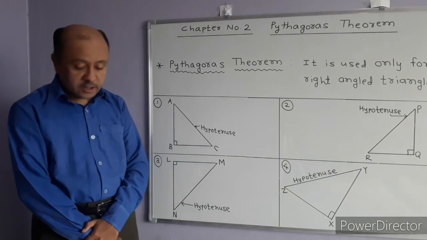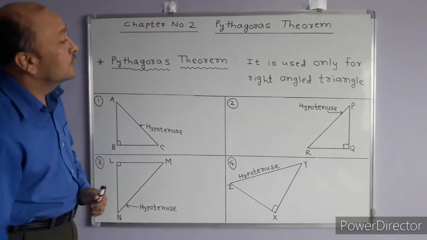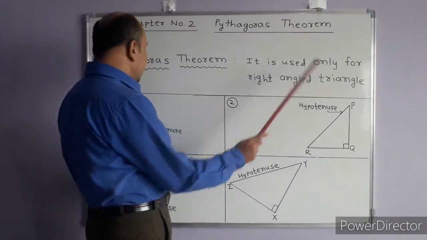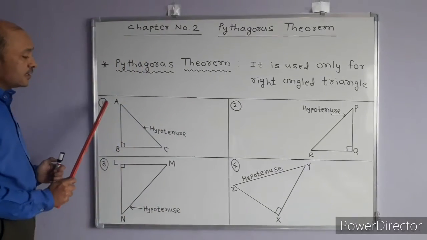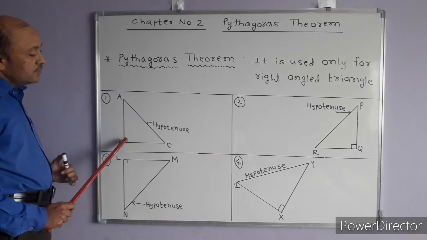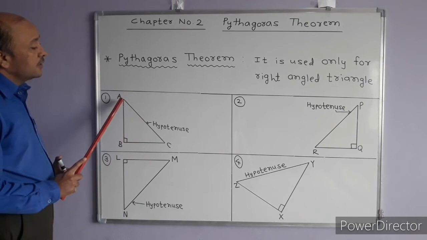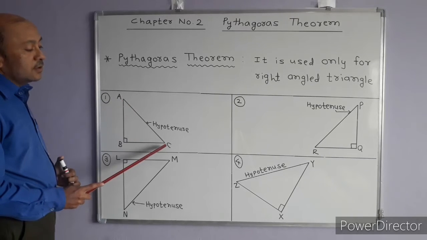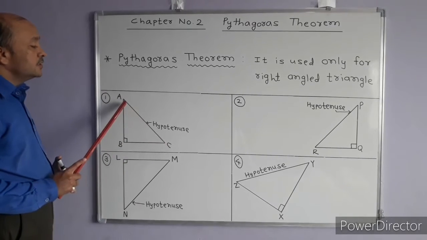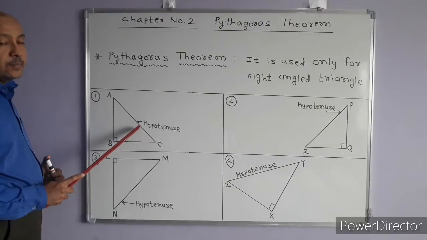So let us see students, Pythagoras theorem is used only for right angle triangle. Just now I said, so it is a right angle triangle ABC. Angle B is a right angle here. So what is the longest side of the triangle? Side AC is the longest side, or it is the side opposite to right angle. So this side is known as hypotenuse.